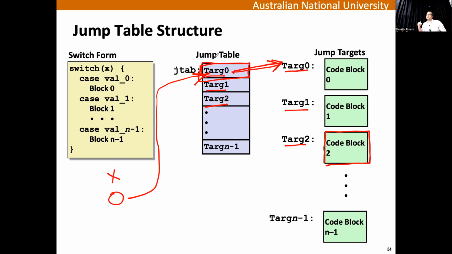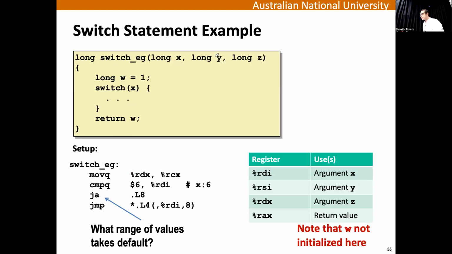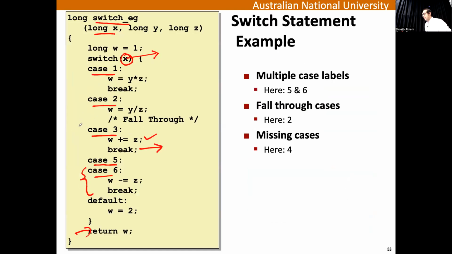So the jump table is stored in memory. It has pointers to all the code blocks. We need to do a memory access to get the address of the code block, and then we will start executing the code block. So here's an example, and there is a default case.